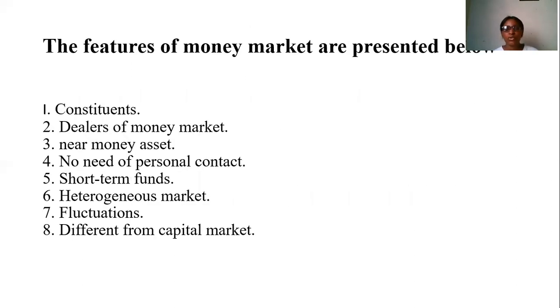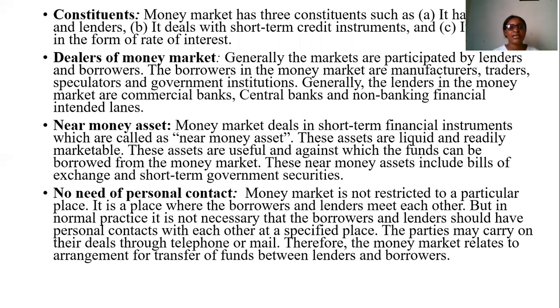All right, let us now look at the features of money market. So the first one is constituents. Number two, dealers of money market. Number three, near money assets. Number four, no need of personal contact. Number five, short-term funds. Number six, heterogeneous market. Number seven, fluctuations. Number eight, different from capital market. All right, so let's look at those in detail. I'll just move this a bit down below here so that you can see.